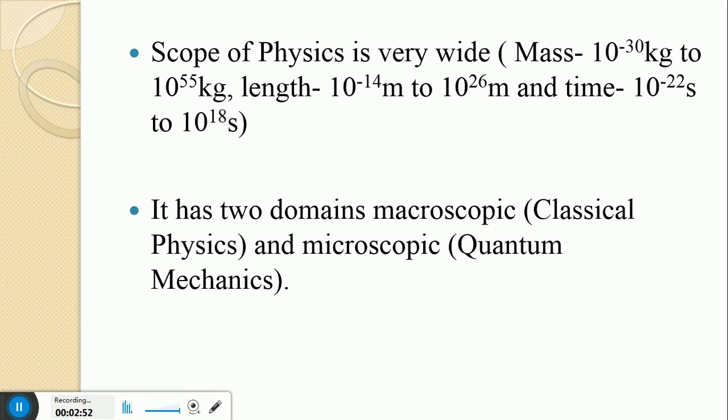Similarly, physics has two domains: macroscopic and microscopic. In the macroscopic domain, we use classical physics, the old physics that comprises Newton's laws and others. But in the microscopic domain, we use quantum mechanics, which is the most modern physics of today.